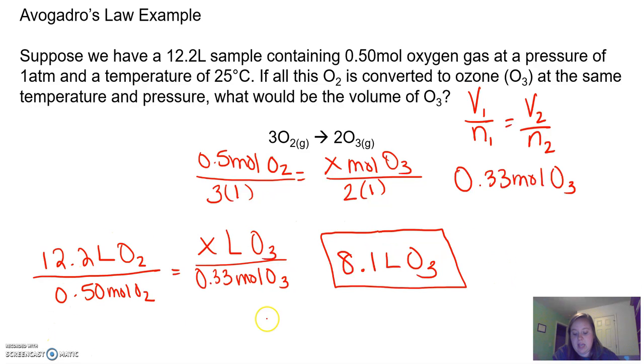And that concludes the individual gas laws that you need to know for AP. And in the next video, I'm going to talk about the ideal gas law, the combined gas law, and gas stoichiometry.